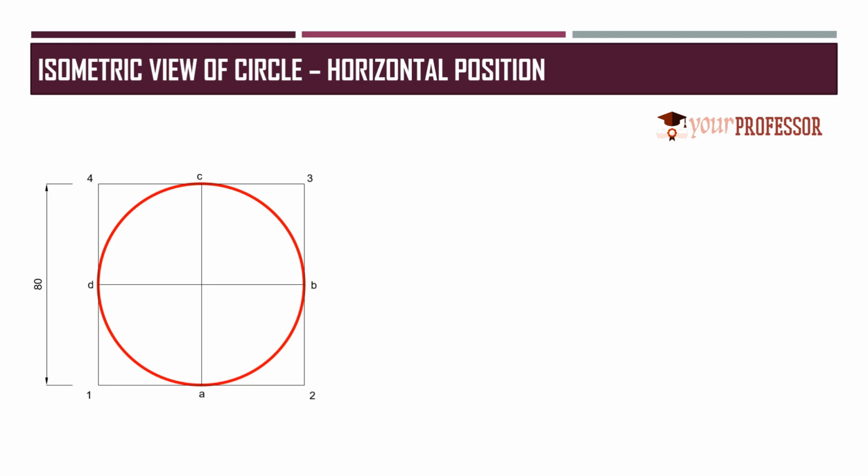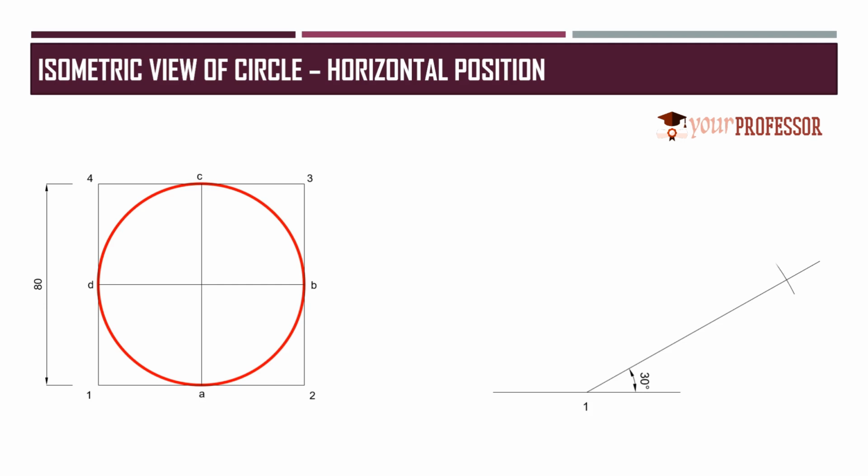Now let's construct the isometric view of circle in horizontal position. Draw a horizontal line, represent the point 1, draw a line which is at an inclination of 30 degrees, and as you know, the distance between 1 and 2, 2 and 3, 3 and 4, and 4 and 1 is 80 mm, whereas 1 and A, 2 and B, 3 and C, 4 and D, they are 40 mm, right? First, let us represent the distances 1, 2, 3, 4 in the isometric view, nothing but representation of square in isometric view.